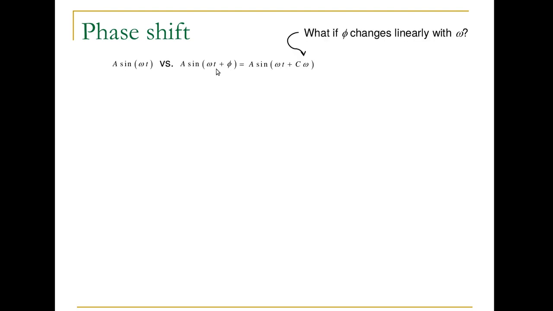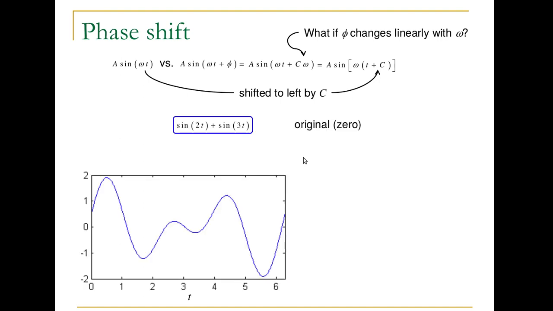Now what if there was a linear change in phase with omega? That would look like this. We have omega t plus c times omega. So as the frequency increases, the phase shift increases proportionally. That's equivalent to sine of omega t plus c. So you can see that that would just be a phase shift, or a time shift rather, shifted to the left by this constant term c.